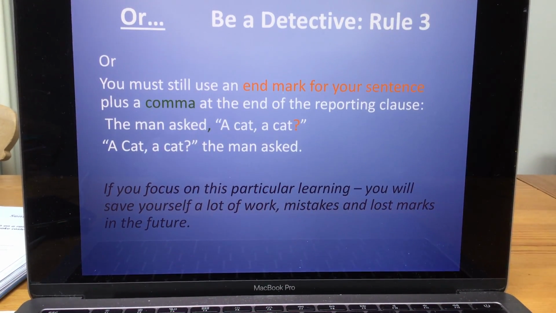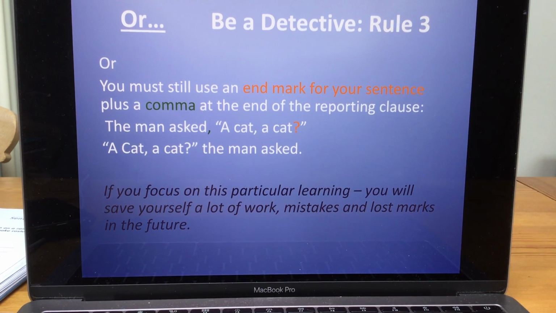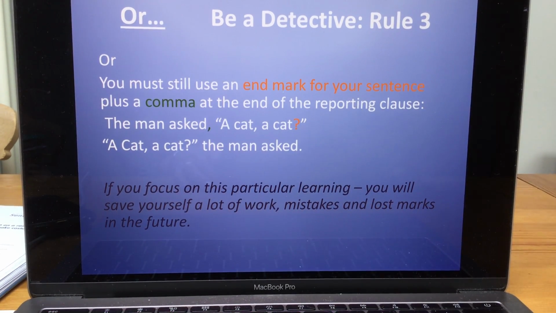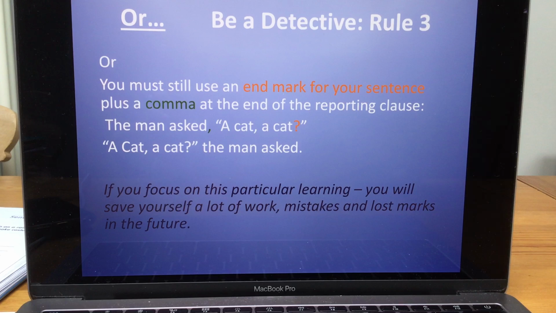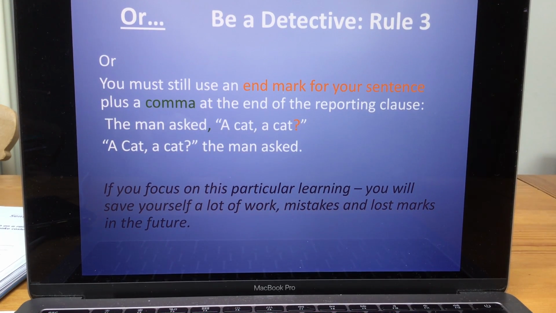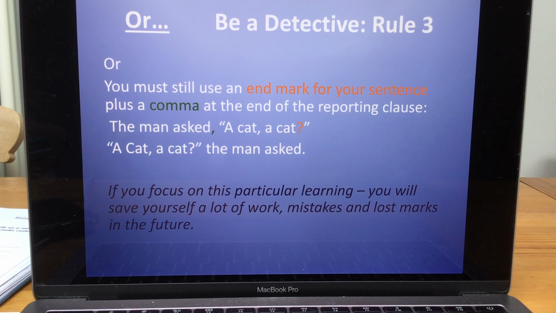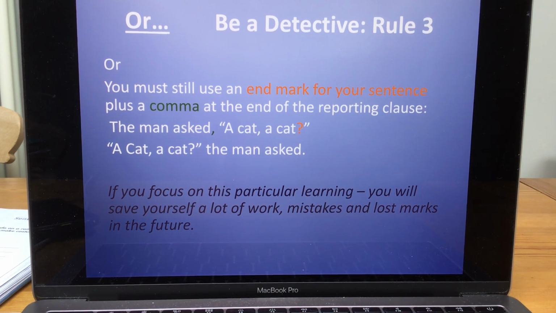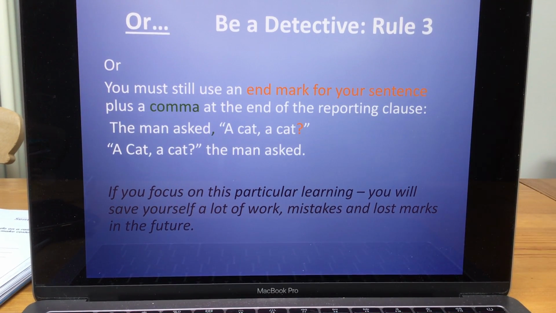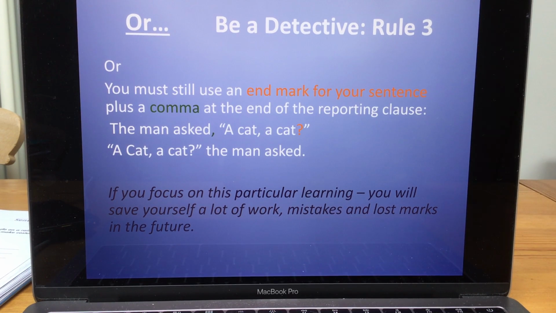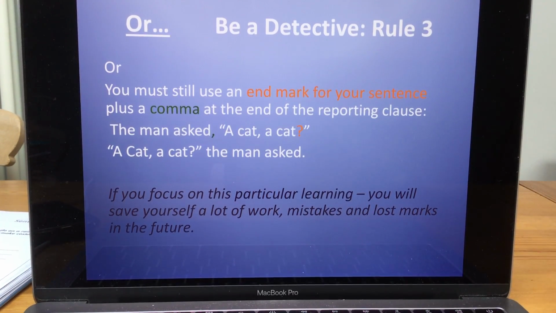Now this is rule 3, which is kind of like rule 2, which is for the reporting clause, you will only use either a comma or a full stop. Okay, so look, the man asked. There's the comma after the reporting clause, asked. And if you look at the reporting clause in the second sentence, where the man asked is at the end of the sentence, it's a full stop. That makes it easier, okay?